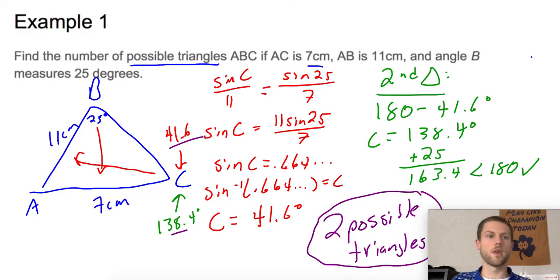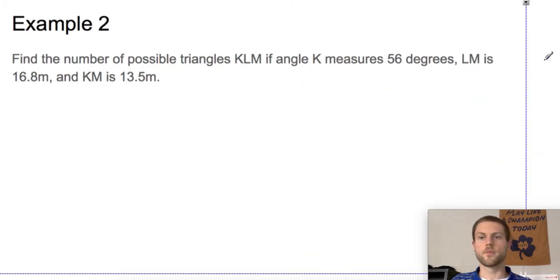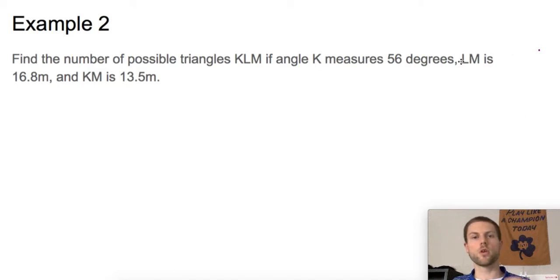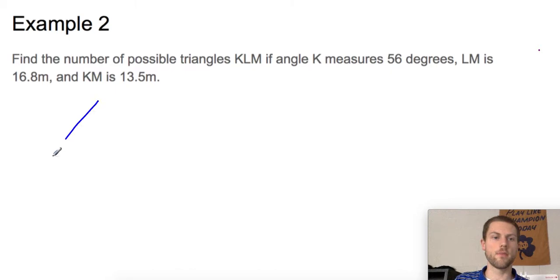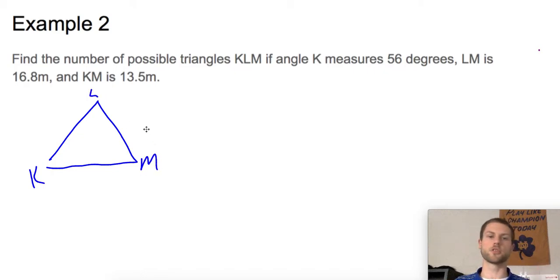So there you go. Second example, very similar to the first, and we're going to start once again by just drawing a diagram. So I've got triangle KLM. Let's call that K, let's call that L, let's call that M. Again, it doesn't really matter. I'm just picking arbitrary points. I'm putting the information down.